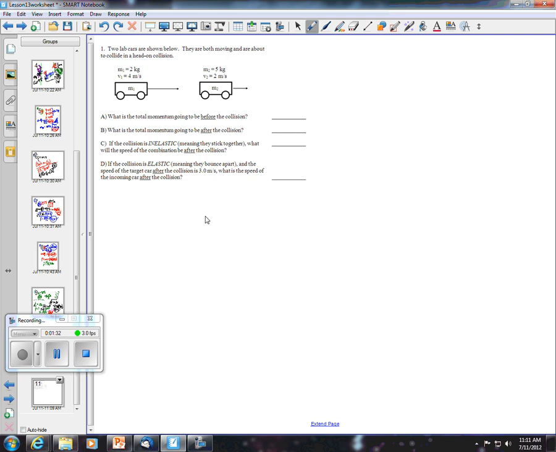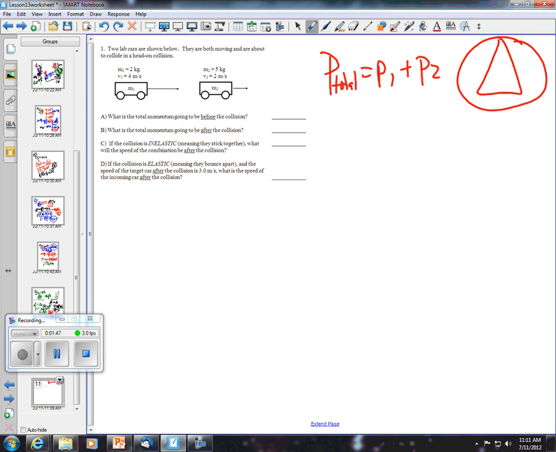And so, what is the total momentum going to be before the collision? So remember, this is before the collision. This is a picture of that. Total momentum is going to be the momentum of the first car plus the momentum of the second car. Well, don't forget, momentum is mass times velocity. So for the first one, its mass is 2, the velocity is 4, so it's 8 kilogram meters per second. And then 5 times 2 is 10 kilogram meters per second. So the total momentum is 18.